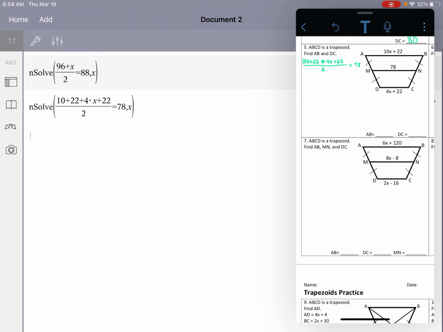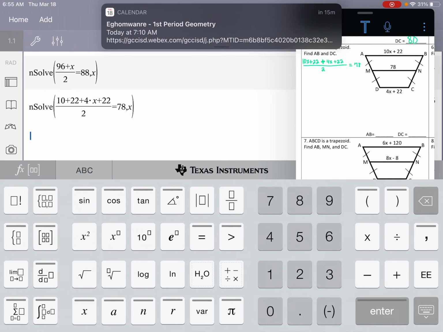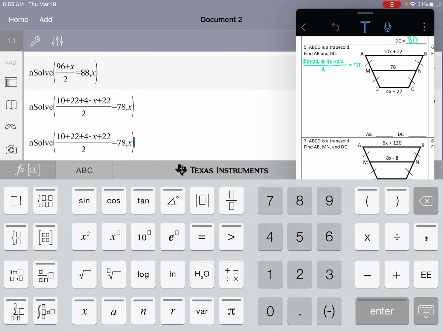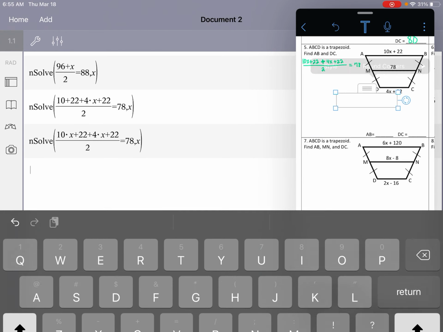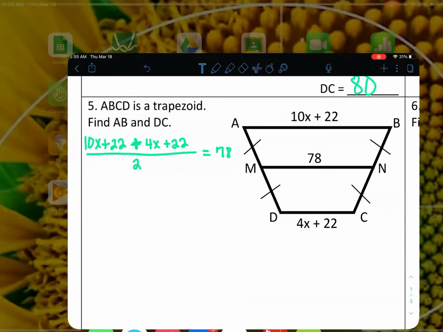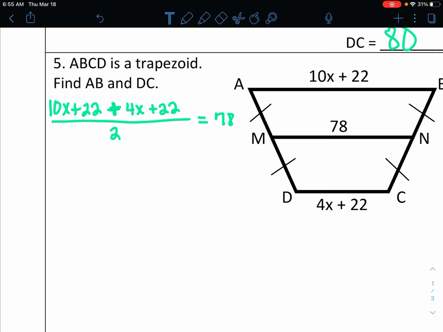We get 25.5. Oh, I made a mistake. Let me do this one more time. That's not right. Sorry, that should be 10x. Let me try that one more time. All right, so we get 8. That's better. In this case, we get x equals 8.